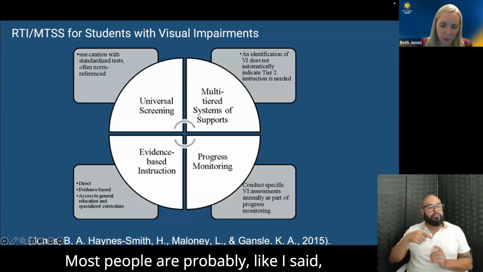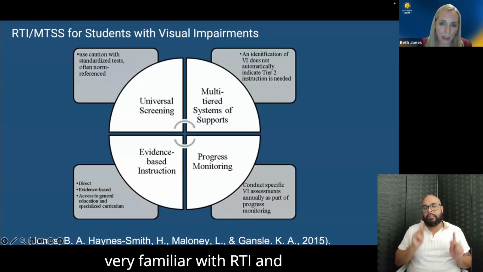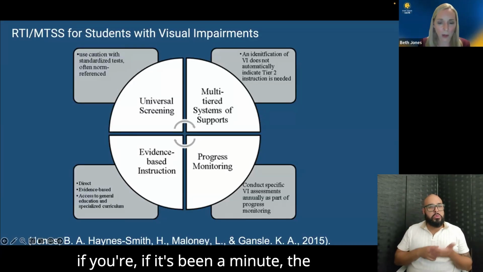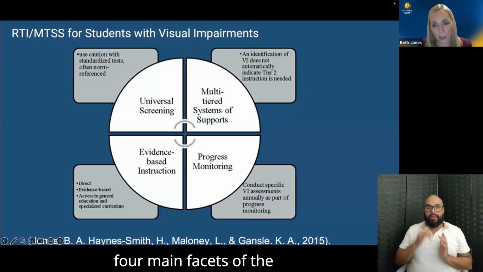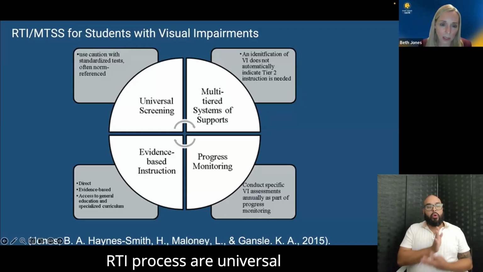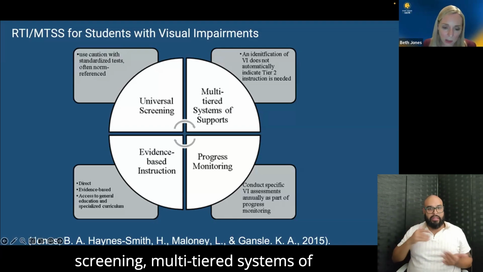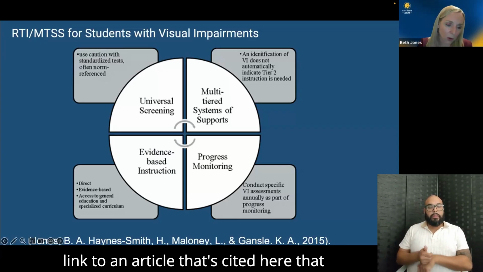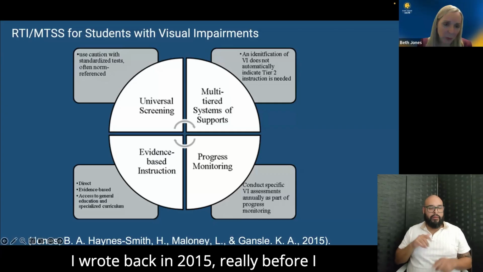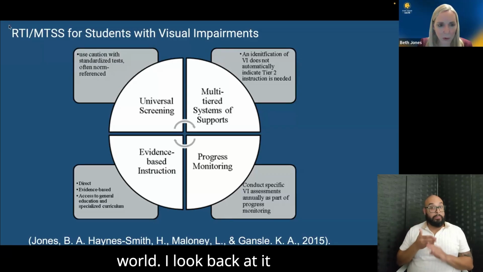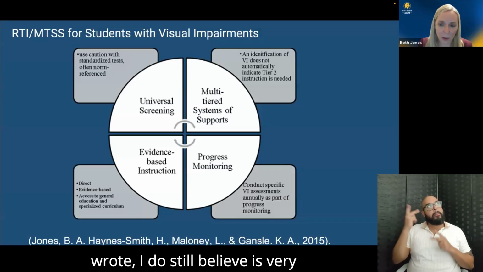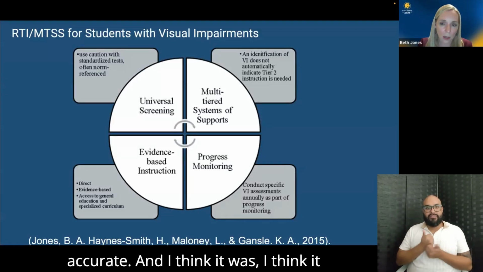Most people are probably, like I said, very familiar with RTI and understanding what needs to be part of that. But just as a refresher, if it's been a minute, the four main facets of the RTI process are universal screening, multi-tiered systems of support, evidence-based instruction, and progress monitoring. I share a link to an article cited here that I wrote back in 2015, really before I was even very much into the BI world. I look back at it and I'm pleasantly pleased that what I wrote, I do still believe is very accurate. And I think it was good.